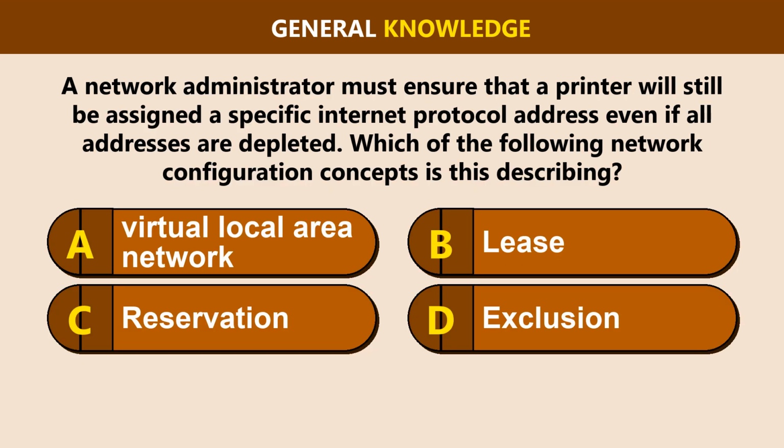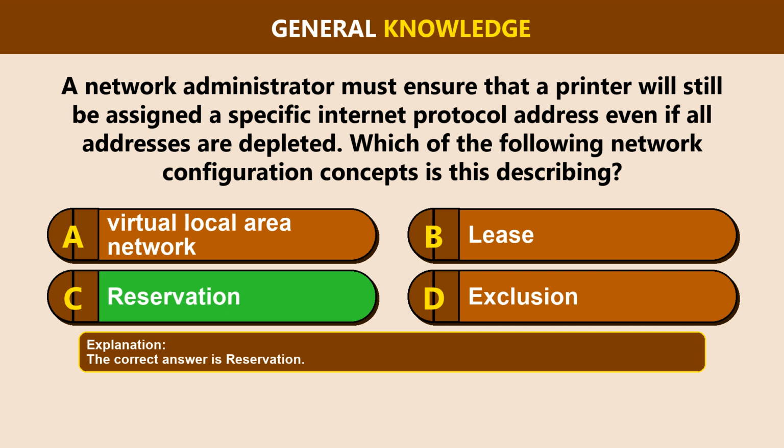Question 65. A network administrator must ensure that a printer will still be assigned a specific Internet Protocol address even if all addresses are depleted. Which of the following network configuration concepts is this describing? Option A, Virtual Local Area Network, option B, Lease, option C, Reservation, option D, Exclusion. The correct answer is option C, reservation.